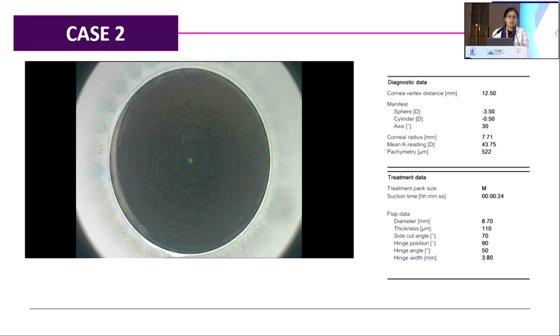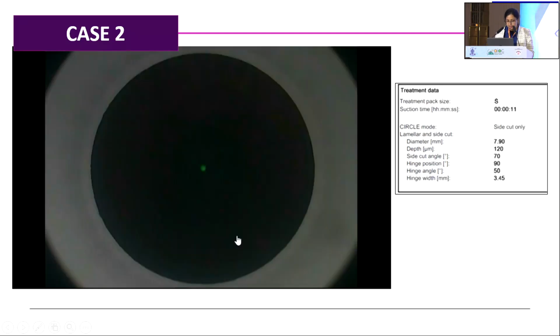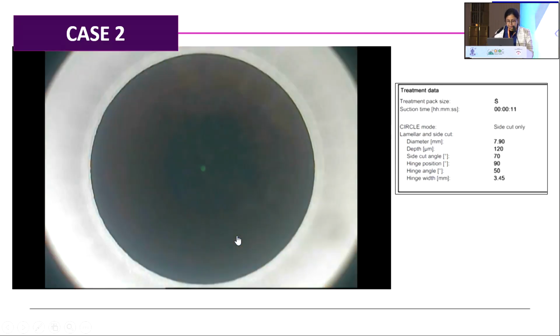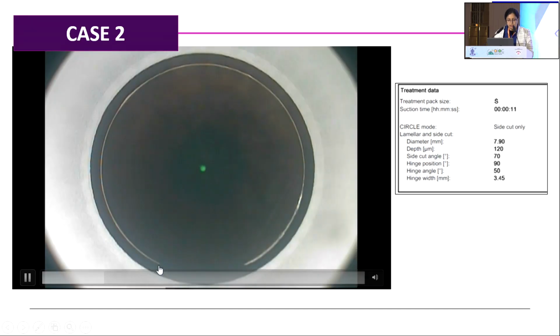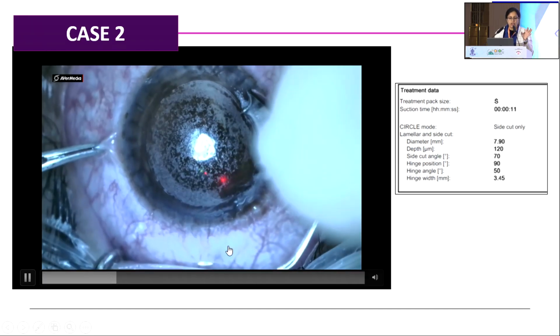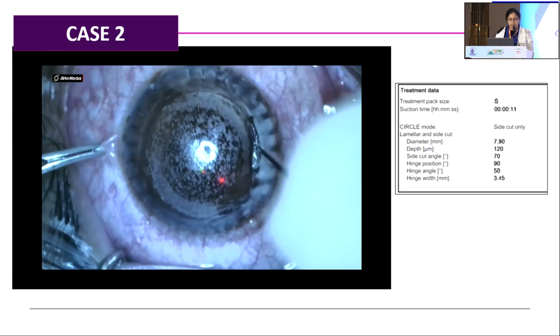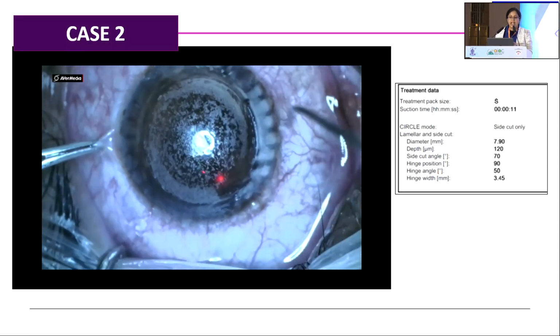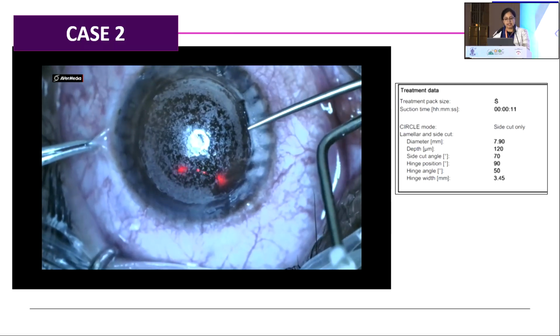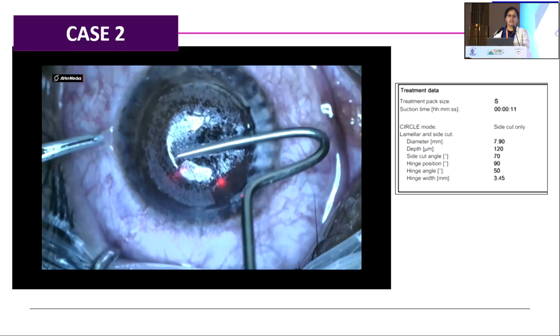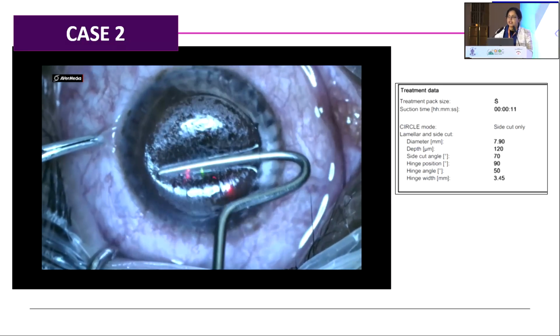So what to do? Pattern A was used as a rescue procedure in this case, creating a side cut only. So we already had a bed cut, and only a side cut using pattern A helped rescue this surgery, in which we didn't have to wait for a later date. In the same sitting, we could easily lift the flap and do the further excimer laser ablation.